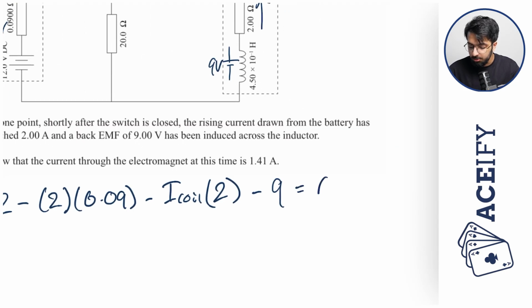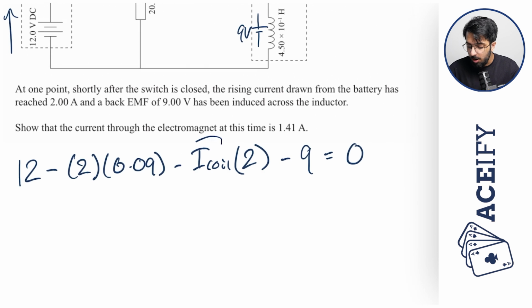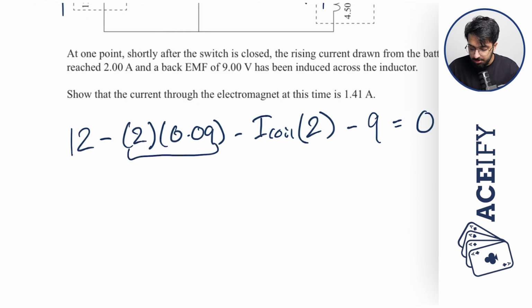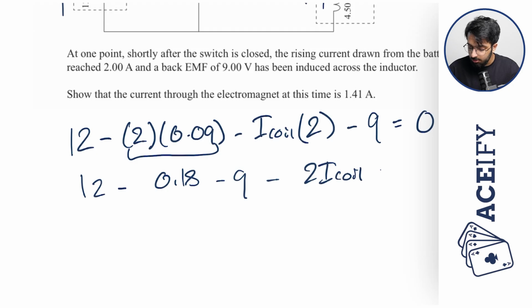And that is all equal to 0. And as we can see, we only have one unknown, and so we can just rearrange for that unknown. This value right here simplifies to 0.18, so 12 minus 0.18 minus 9 minus 2 times the current through the coil is equal to 0, okay?